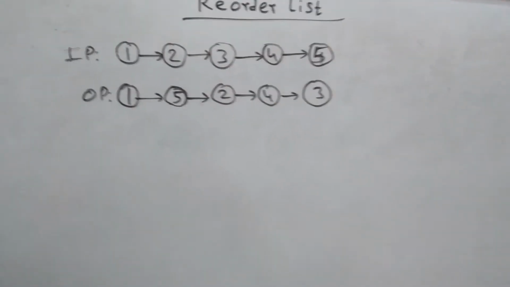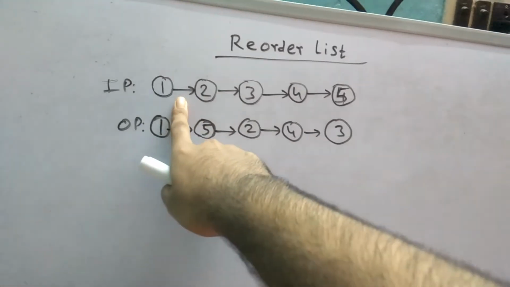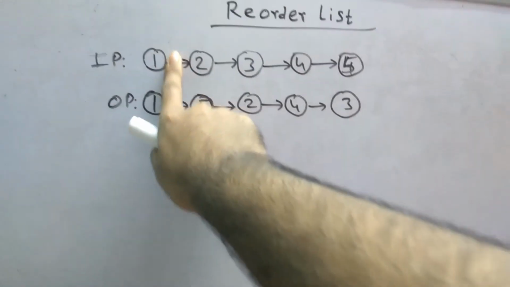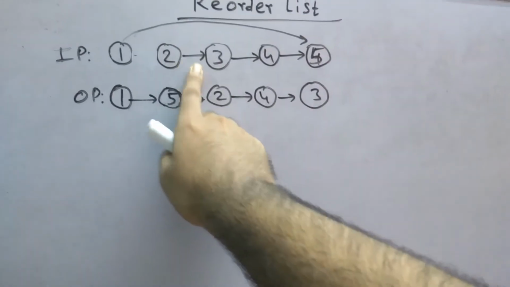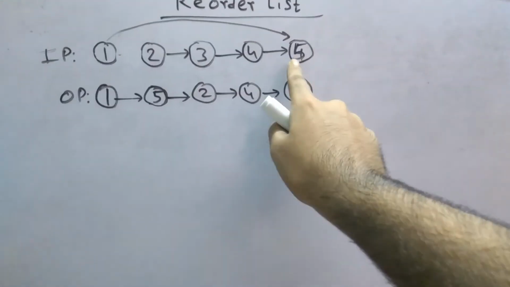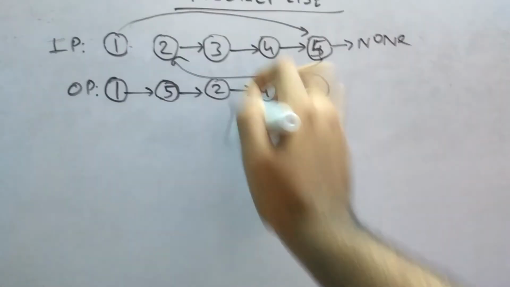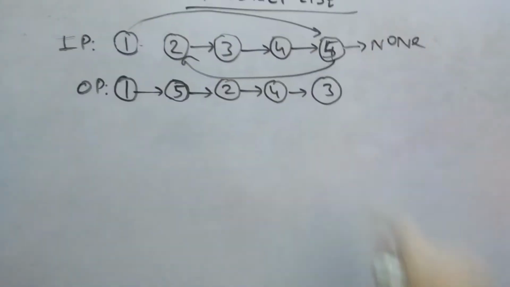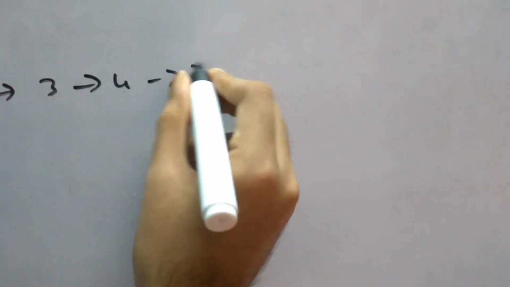But in the question it explicitly mentions that we don't have to just change the values, we have to change the links also. So this 1 to 5 connection means we are actually changing this next link, and this 5 to 2 means that we are changing the null pointer here to point to 2. So this is the way we have to change the links. That's why the value swapping will not work over here. Let me write down the linked list once again: it is 1 2 3 4 and 5.